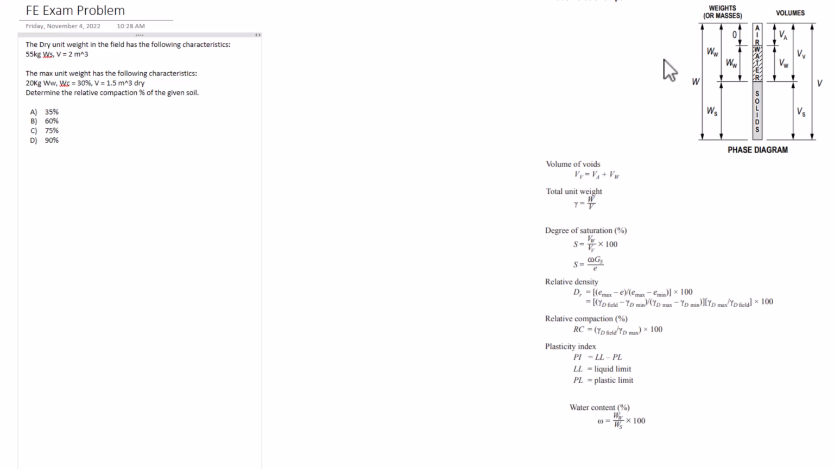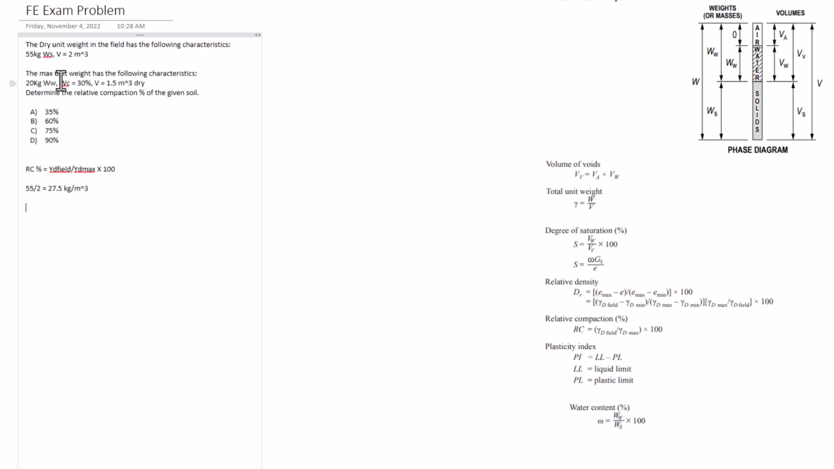Okay, let's dive in. So first, relative compaction percentage is going to equal the unit weight in the field, divided by the unit weight max, and then times 100 is going to give us our relative compaction percentage. So we have the unit weight of the field. We can find 55 divided by 2. That's just going to equal 27.5 kilograms per meters cubed. Pretty simple there. But finding the max one's going to be a little more difficult.